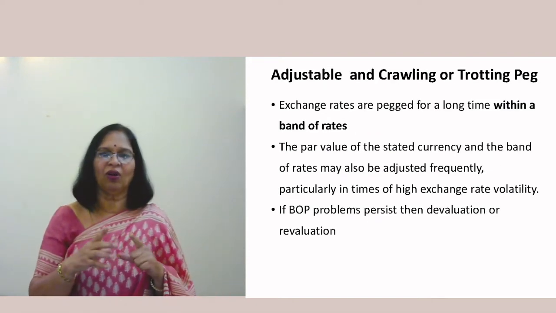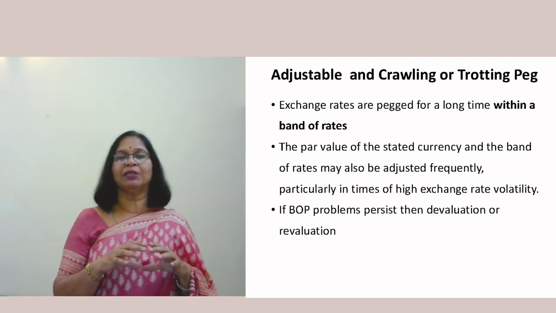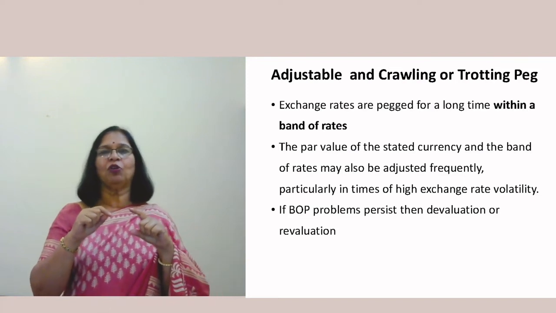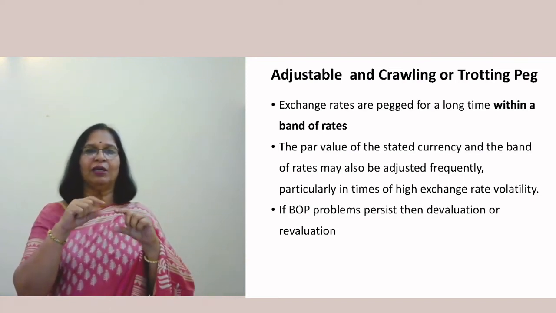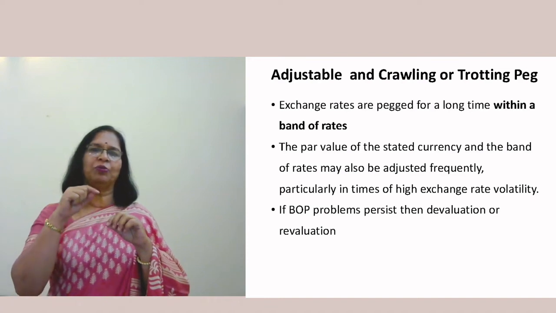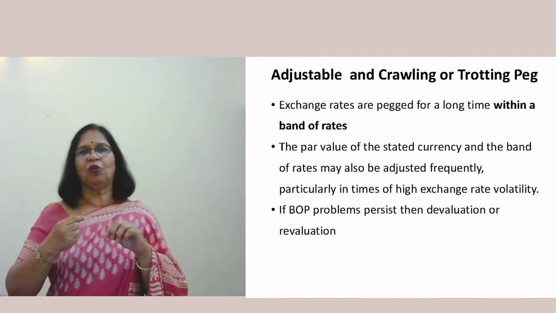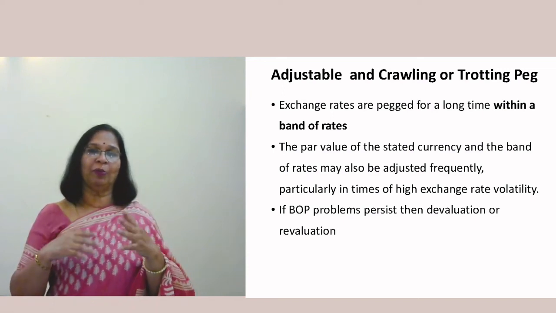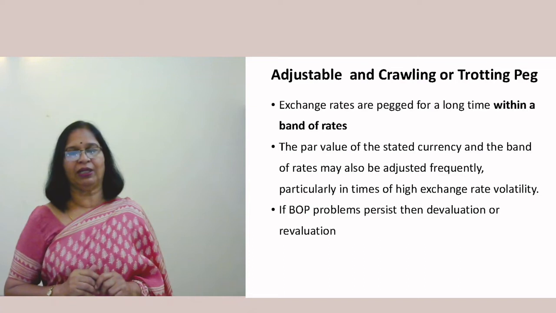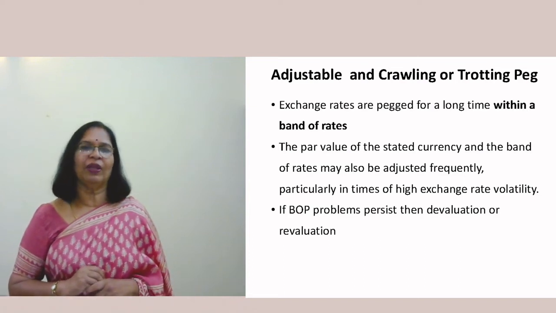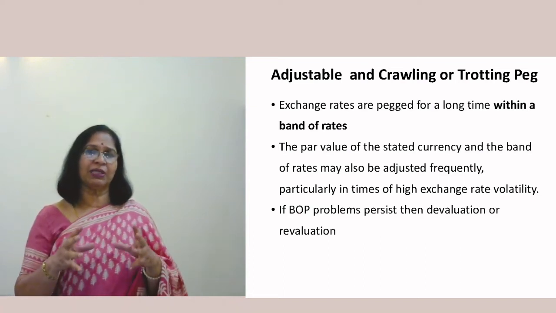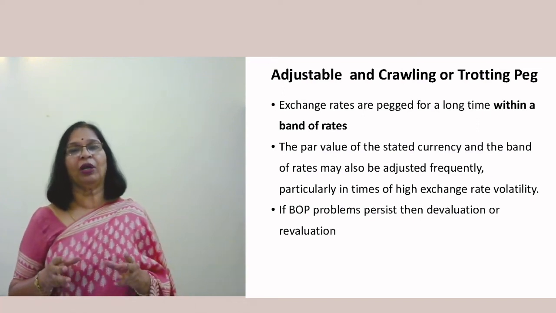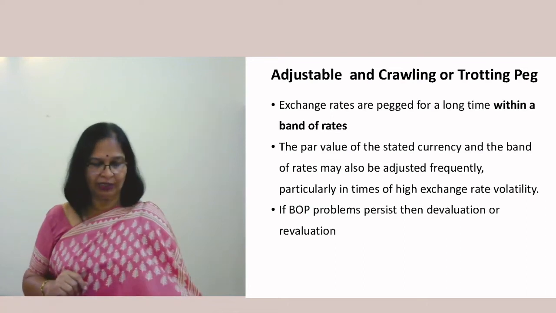Adjustable and crawling or trotting peg. In this particular case, what happens is the exchange rate is fixed in a band. So that means the Indian rupee can go up to 75. 75 is the equilibrium rate. It can go up to 10% above 75. It can go 10% below 75. Beyond 10%, either way, up or down, then the government will come in to correct that particular situation. And if the country finds that there is a persistent movement of the currency either up or down, then the country may opt in for devaluation or revaluation of the currency.